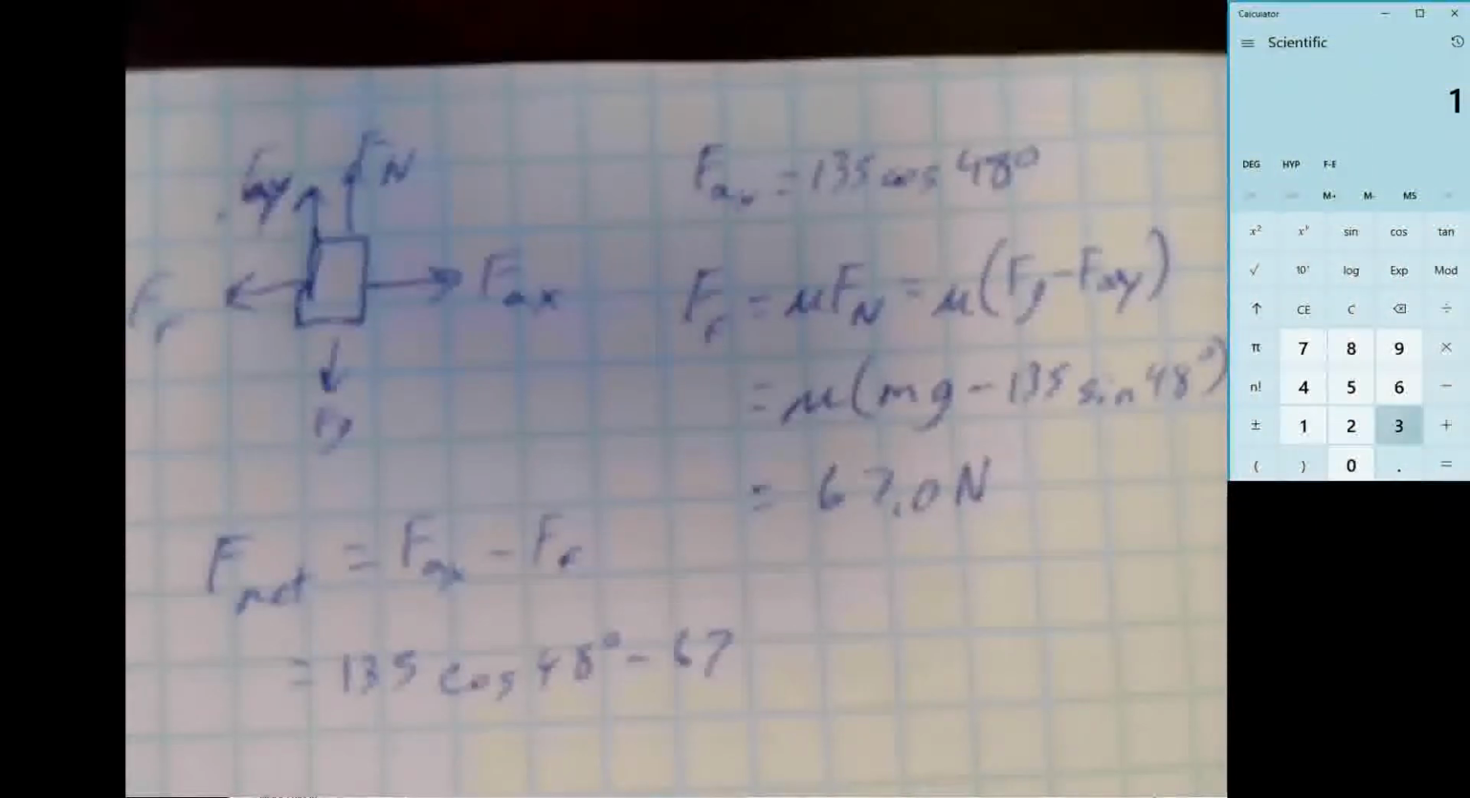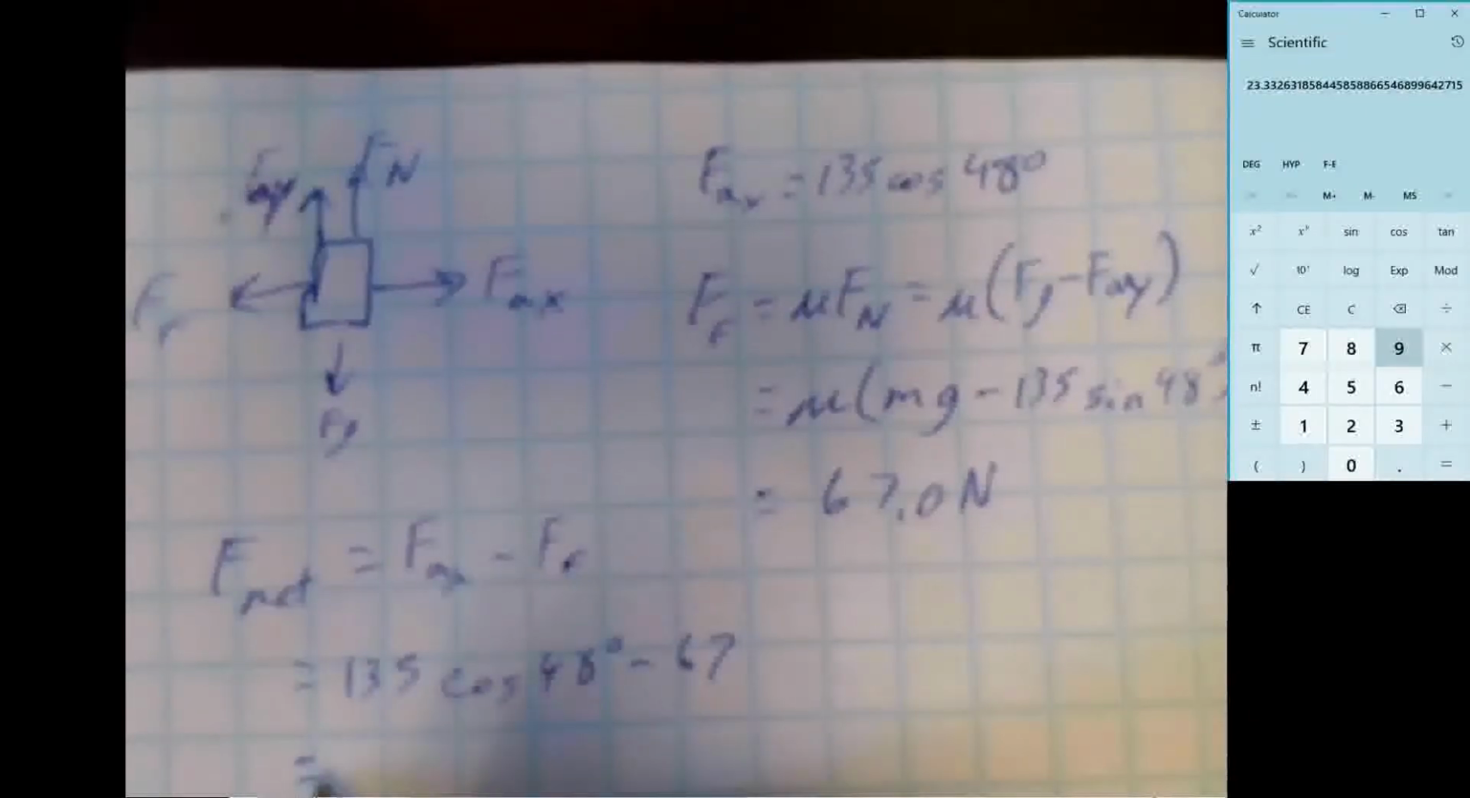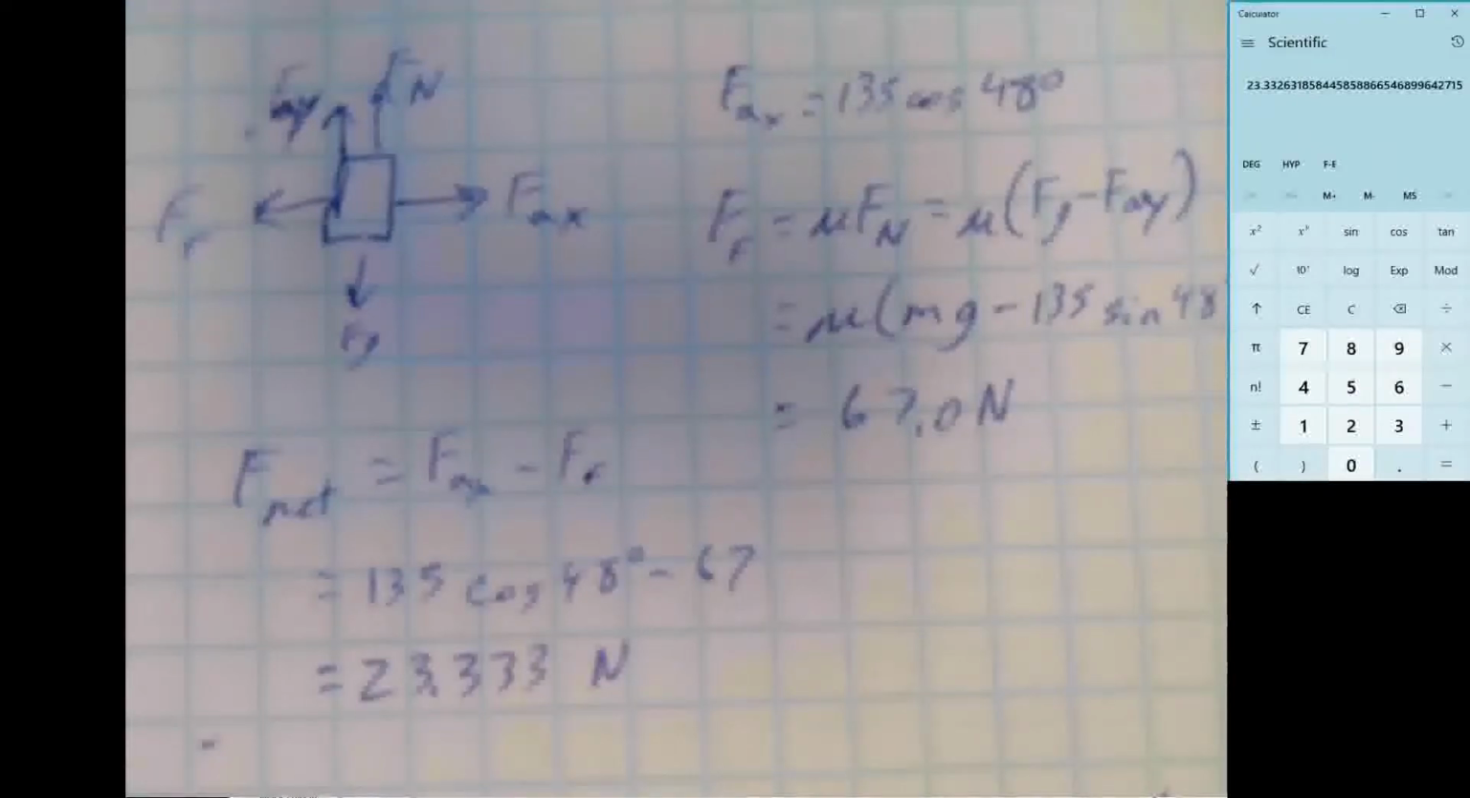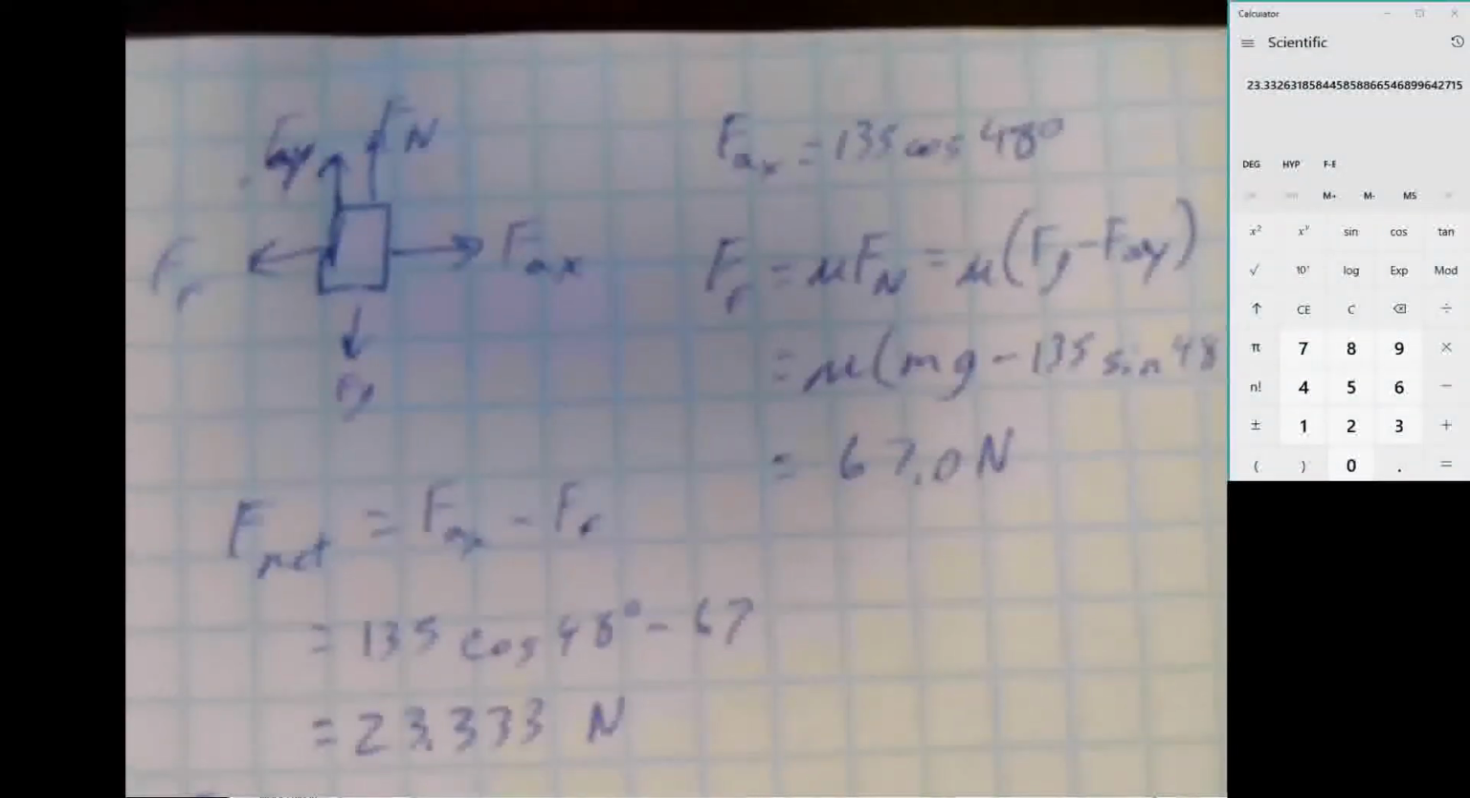Using the calculator, I end up with 135 times 48 degrees cosine and minus 67. I end up with a value of 23.333 newtons. That's my net force. And I need to find the work done by the hiker, by the friction, and on the sled. So, work done on the sled, this whole thing has been moved 345 meters.